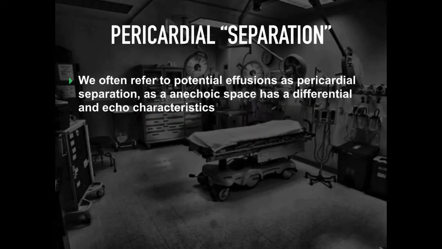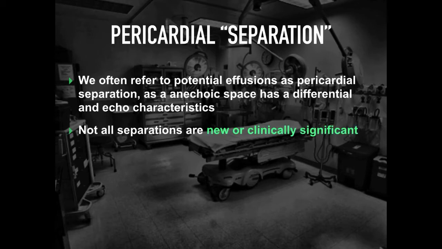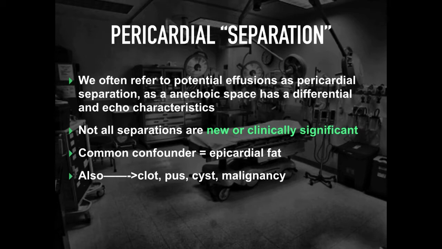We often refer to potential effusions as pericardial separation, as an anechoic space has a differential and fairly defined echo characteristics. Not all separations are new or clinically significant, and a common confounder is epicardial fat, which we'll discuss. So also things like clot, pus, cyst, and malignancy. You are less likely to see these in setting of trauma, but may depend on where you practice.